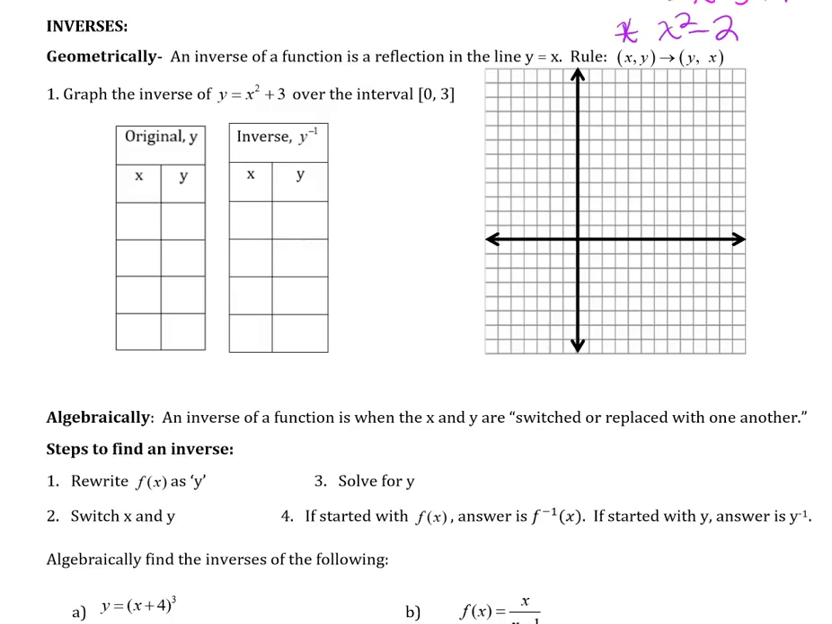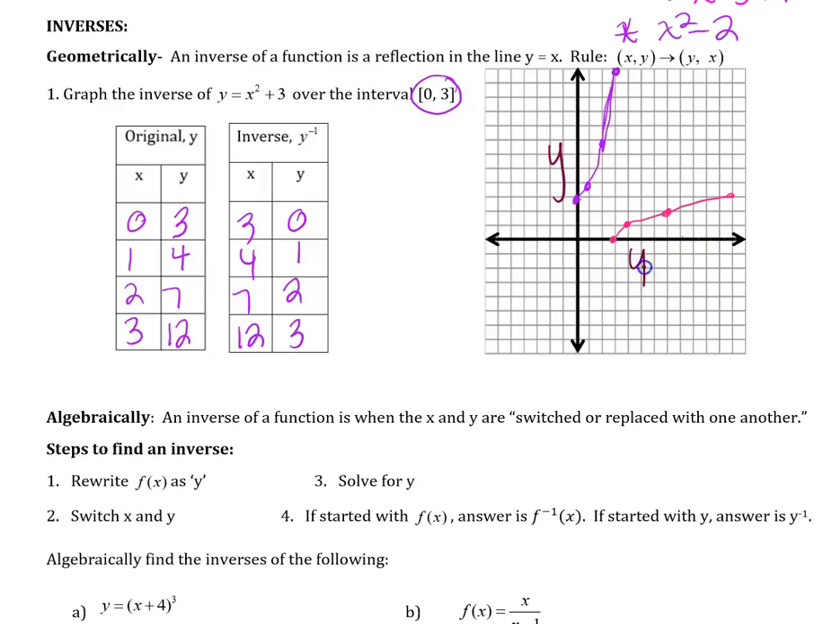Alright guys, the last thing we need to talk about is inverses. So I'm going to look at the original function y equals x squared on the interval of 0 to 3. So 0, 1, 2, 3. And then I'm also going to look at its inverse. Alright, so the big idea here is that this purple graph, this is my original function, this is y, and then this pink graph would be y inverse.